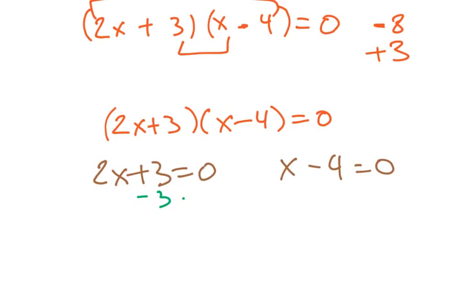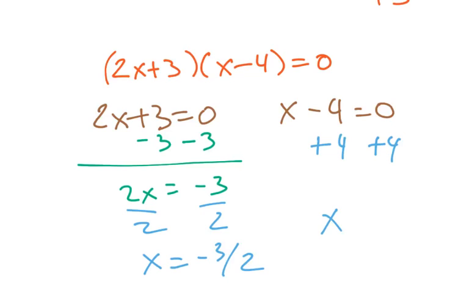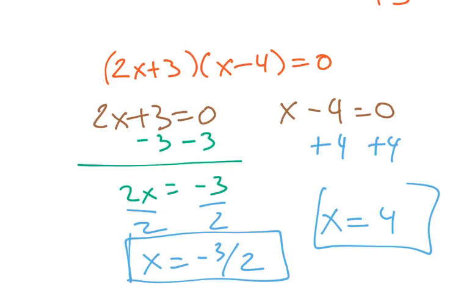So we'll subtract 3. We'll divide by 2. And we'll get x to be negative 3 over 2. This next one is a little easier. We just add 4 to both sides, and x equals 4. And these are my solutions.